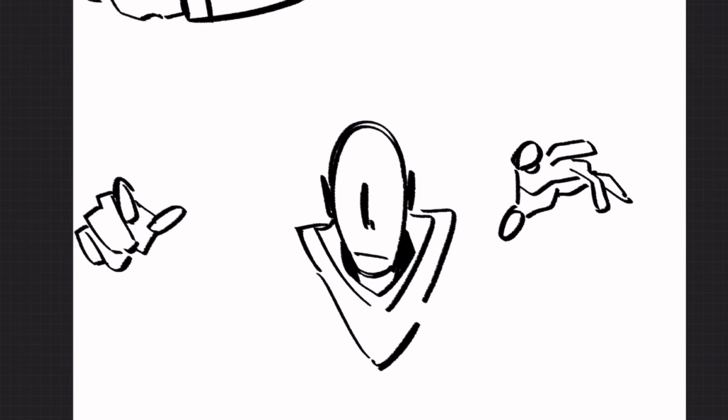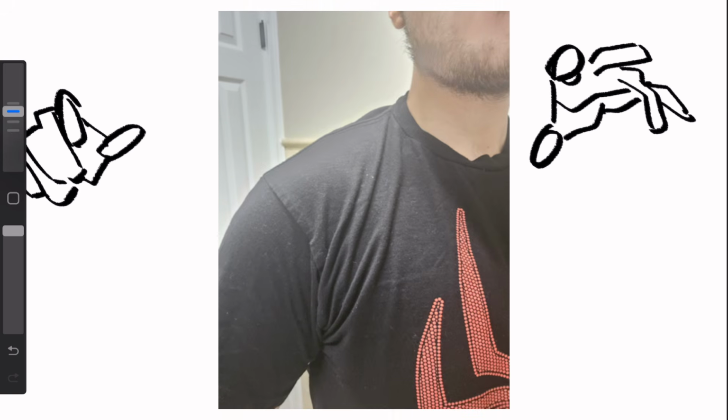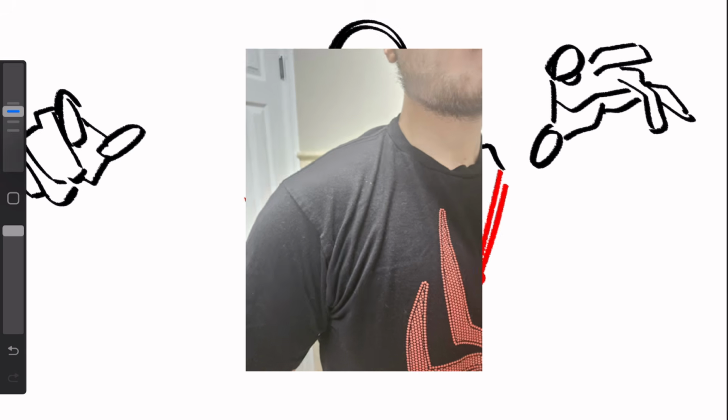So for my second demo, here I have the head and the placement of the hands for the pose. Once again, I identify my first tension point, which is almost always the armpit. So I'll draw lines coming from the shoulder down to the tension point. These are wrinkles that you typically find in clothing, like in this picture of me, for example.